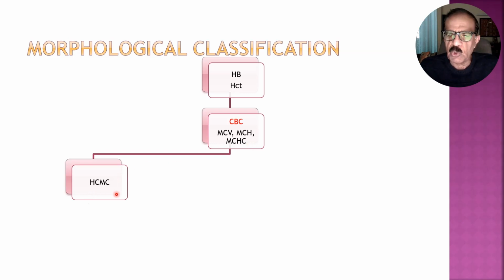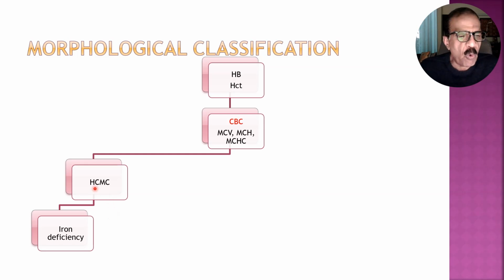Hypochromic microcytic. Hypochromia and microcytosis usually go together. That means cells are likely to be smaller in size and are likely to be less colored. So that of course is the commonest type of anemia, and the commonest cause of hypochromic microcytic anemia is iron deficiency. If you have chronic iron deficiency, you are likely to have hypochromic microcytic anemia.